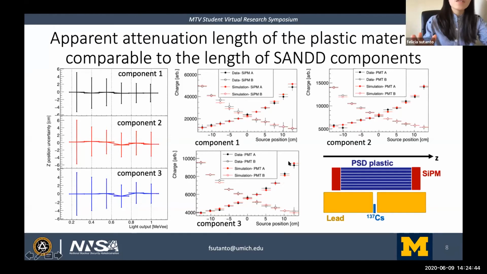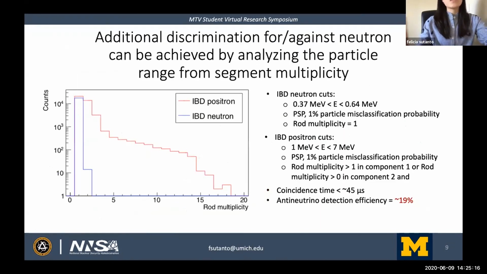Now, just for comparison, the length of SAND is 40 centimeters. So these attenuation lengths are about half to 3/4 of the length of SAND. Now, of course, the attenuation length affects the Z position resolution. We observe a Z position resolution of about 2 to 3 centimeters at 1 MeV. And again, just for comparison, these neutrons travel about 5 to 7 centimeters in our detector. And so this Z position spread is less than the average distance traveled by neutrons in our detector.